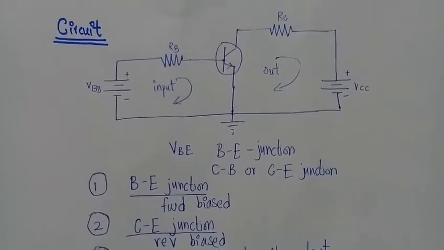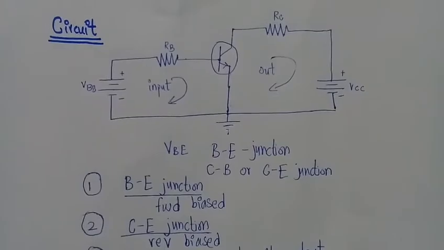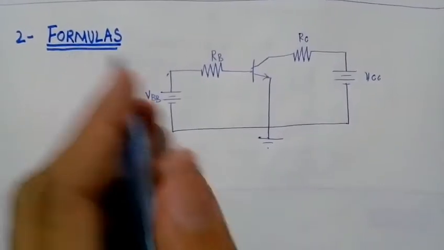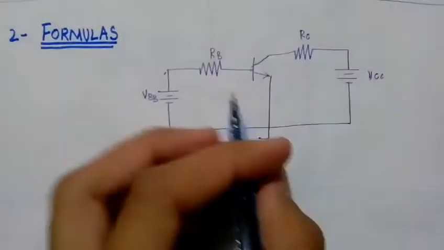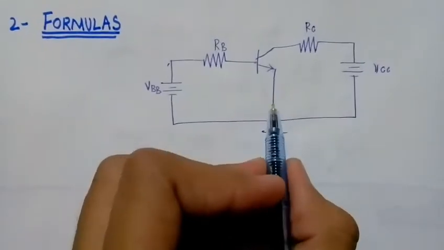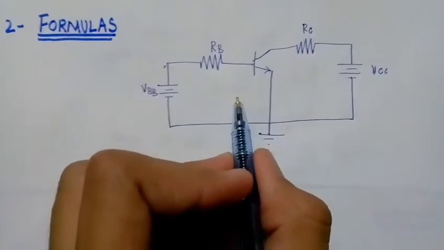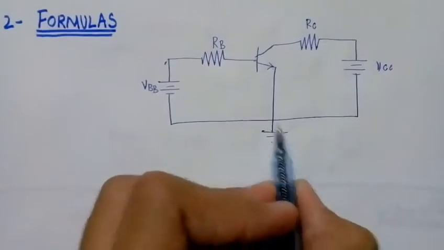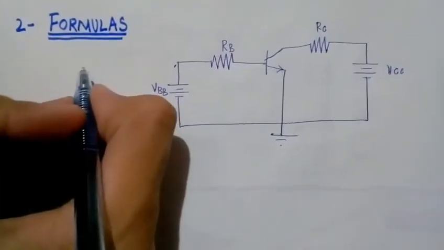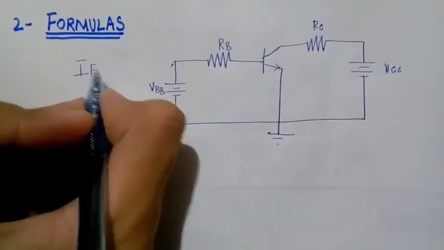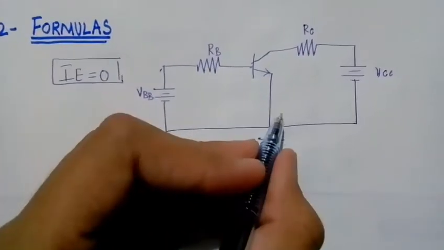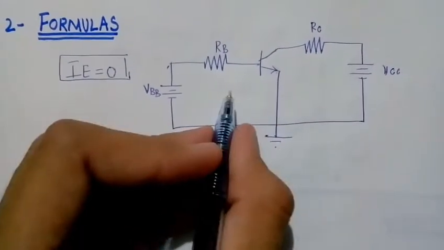So guys, now we will study the formulas based on common emitter configuration. In this circuit you will see that the emitter side of the configuration is common between the input loop and the output loop, and it is grounded. So there is no resistance present on this branch, so our emitter current IE will be equal to 0, because it is grounded and no resistance is present.